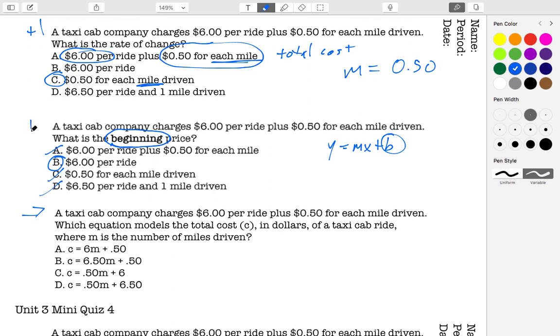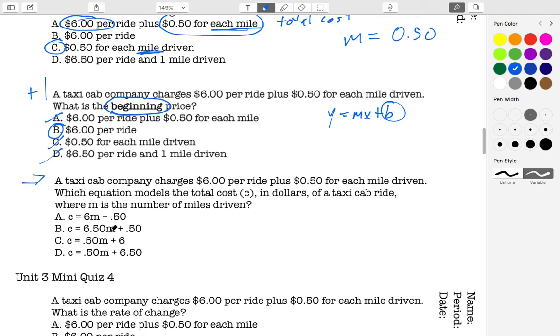Okay, a taxi cab company. Same thing, +1 please if it was B. Anything else is +0. A taxi cab company charges $6 per ride plus 50 cents for each mile driven. Which equation models the total cost in dollars of a taxi cab ride where m is the number of miles driven? So the first part is the same as the other two, but now we're making the full equation, which is why on the second one I gave you more of a hint on where to put everything.